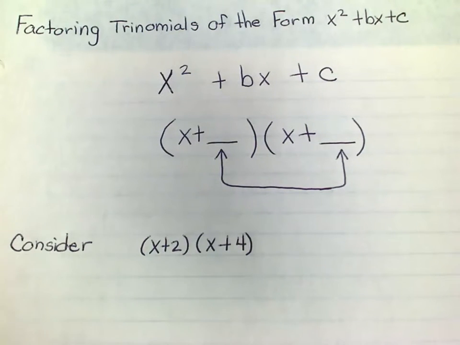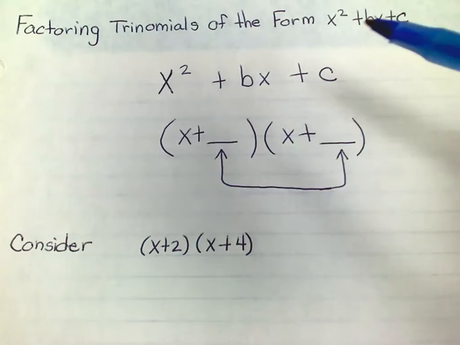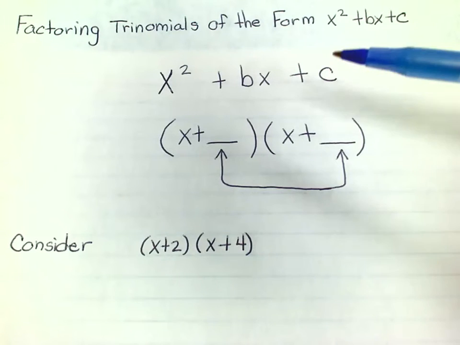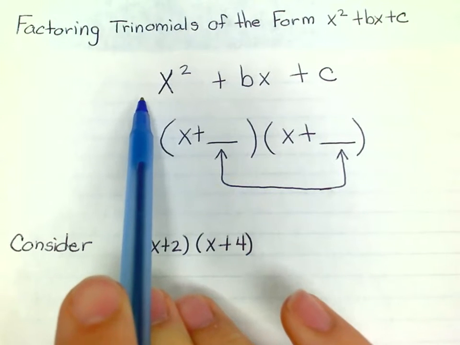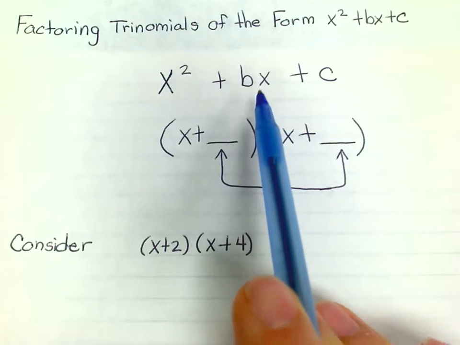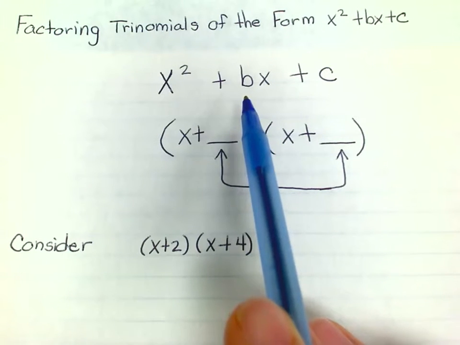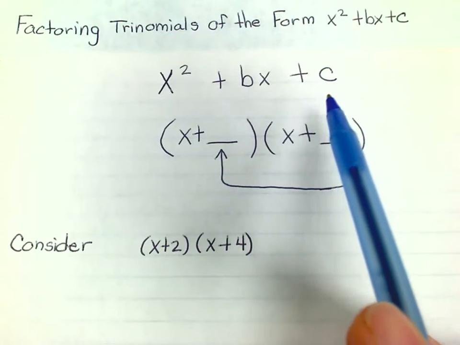Hello, and I want to welcome you to a discussion on factoring trinomials of the form x squared plus bx plus c. Alright, let's get started. If we look at this generic form x squared plus bx plus c, we see that the x squared has a coefficient of 1. The coefficient of the x variable is b, which will represent a number, and finally c is some other number.